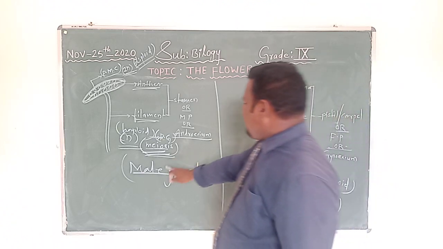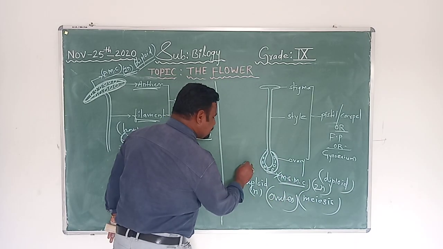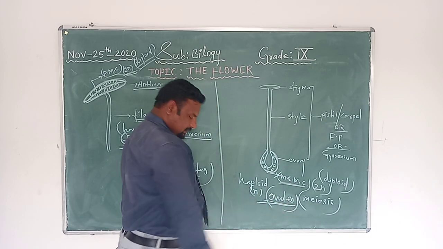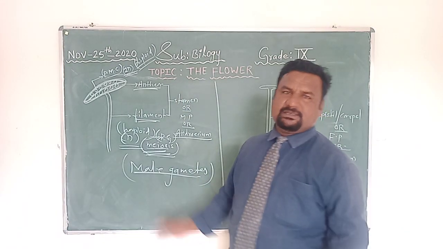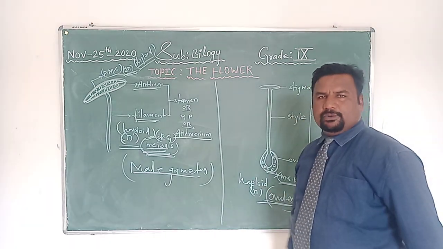In this way, the male gamete is produced, pollen grain we call. Here, the female gamete is produced, we call it as ovule. In this way, the plants produces male gamete and female gamete with the help of this androecium and gynoecium.